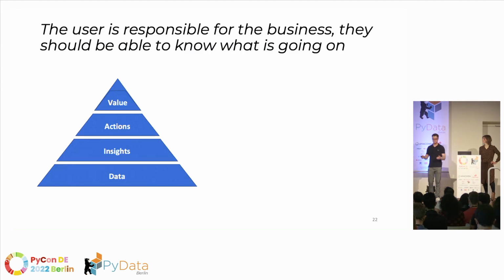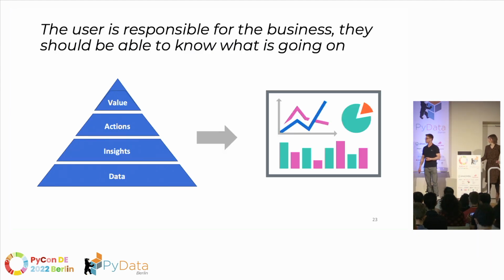As I said, the user is in the end responsible. So why don't we just show them what they're responsible for and show them how our model is influencing what they're doing?